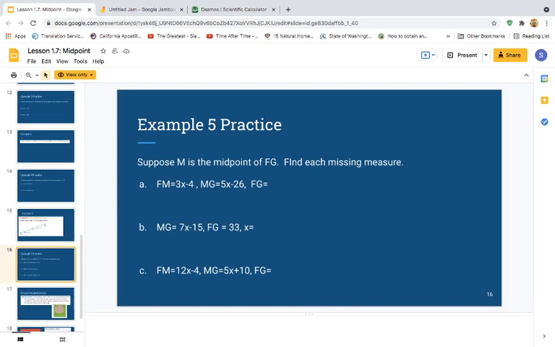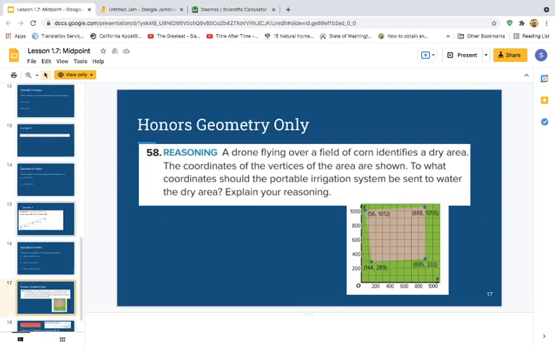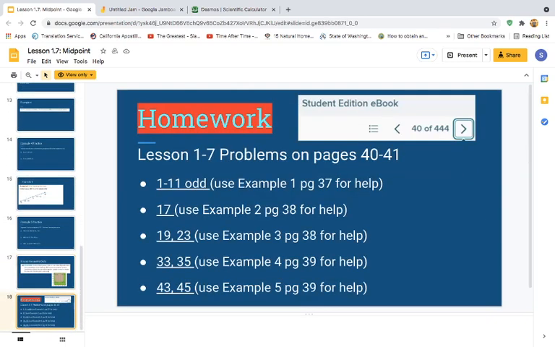And so let's go to the homework. If you're honors, you can go ahead and do this one if you would like. And then see homework. Okay, so all the homework is listed here. We have 1 through 11 odd, which sounds like a lot, but a lot of that is, hey, what's the midpoint between 1 and 3? It's pretty low-level stuff, in my opinion, anyway. Then we have 17, 19, 23, 33, 35, 43, and 45 for the homework.